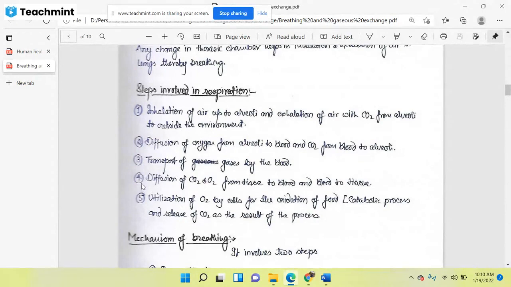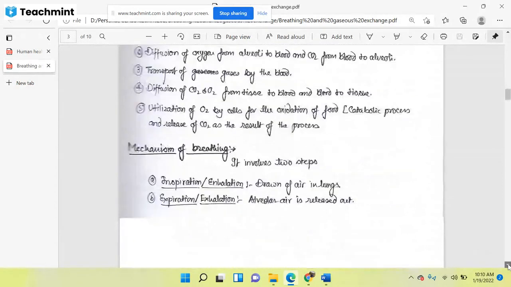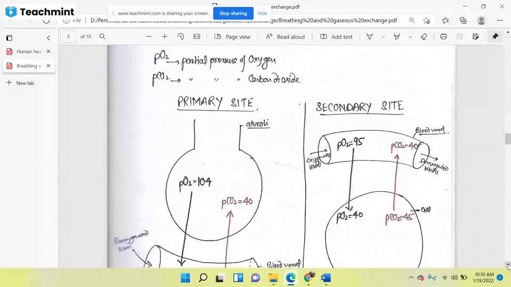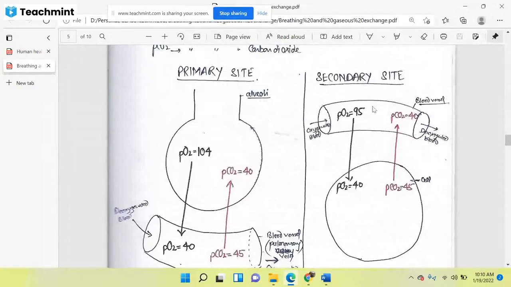Now the next step is diffusion of carbon dioxide and oxygen from tissue to blood and blood to tissue. So here this fourth step is stating about this one. I'll show you the figure, this one. The secondary side. On secondary side, what happens? You just see this blood vessel transports oxygen to different cells and tissues of different organs. So suppose this one is the cell of any organ. So this cell ultimately requires oxygen.